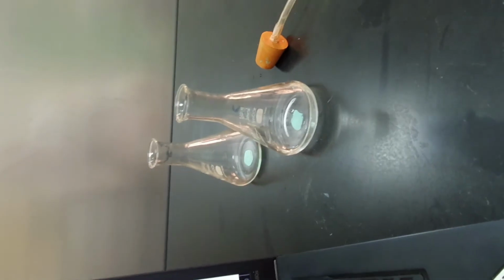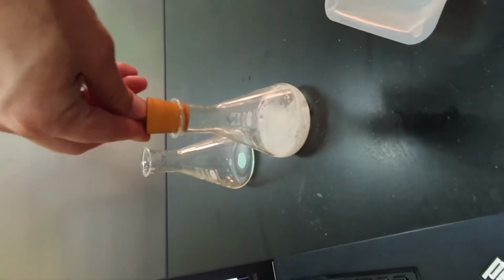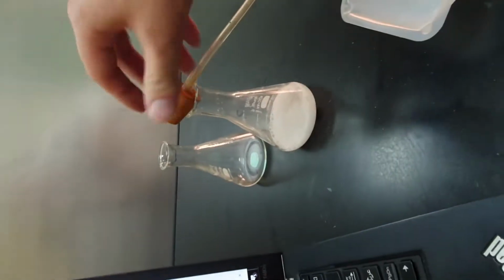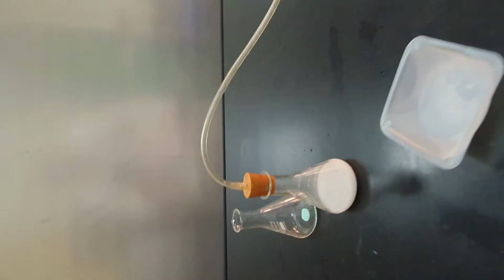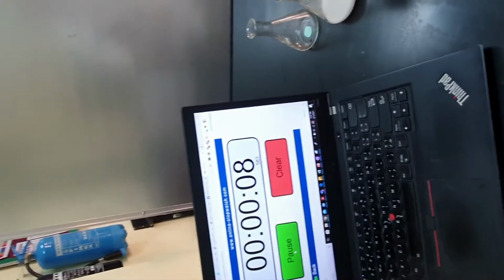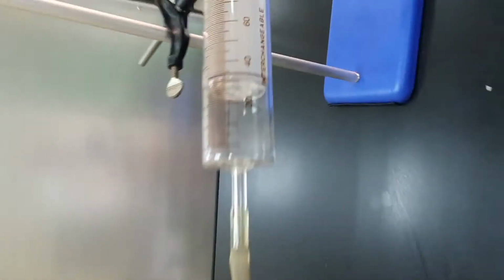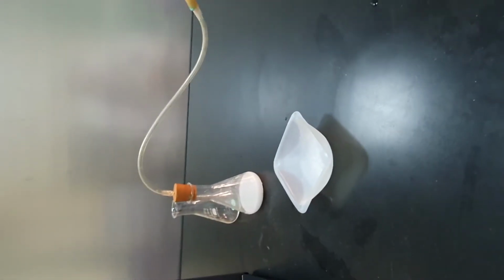So, calcium carbonate in, bung in, start stopwatch. There we go. Not perfect, but it'll do. You can see the gas syringe is already starting to collect that gas. At 10 seconds, there we go, it was 35. 35 centimeters cubed goes there.